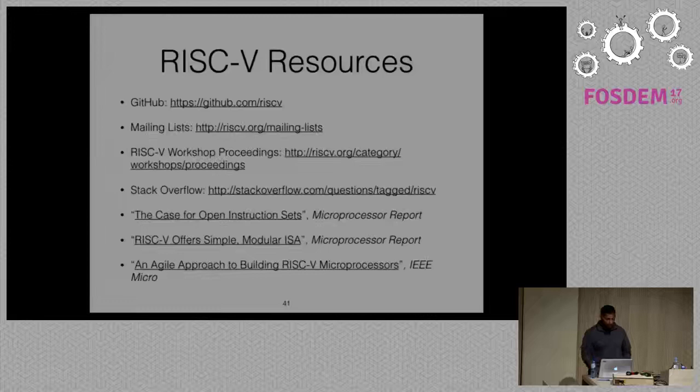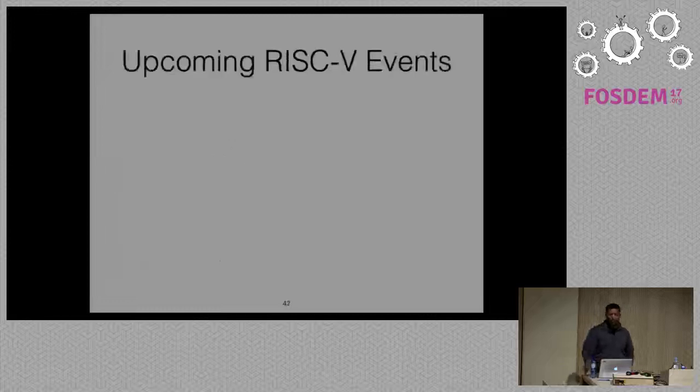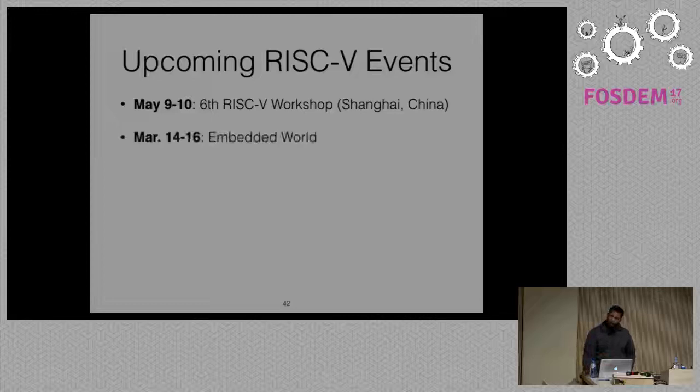So there are a number of upcoming RISC-V events. If you're able to, it'd be great if you could come to some of the events. It's a great way to meet the community and get involved. May 9th and 10th, there's the 6th RISC-V workshop. It'll be in Shanghai, China. This is the first time the RISC-V workshop has been outside of the US, so that's pretty exciting. It's hosted by NVIDIA and a university in Shanghai.